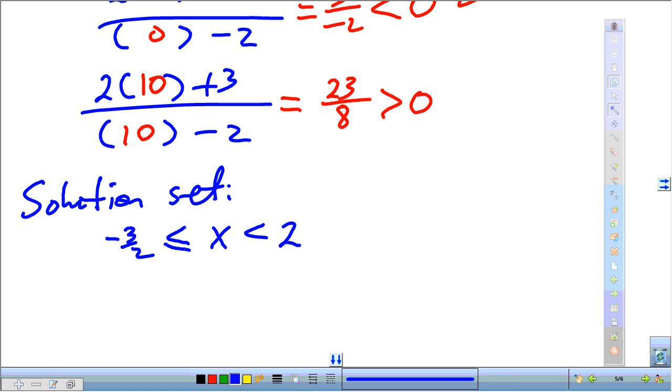So we have this basic pattern. Solve the equality, also include any discontinuities, usually for us, division by 0 values. That divides the line into intervals, and then test each interval and pick the ones that give you the right inequality.